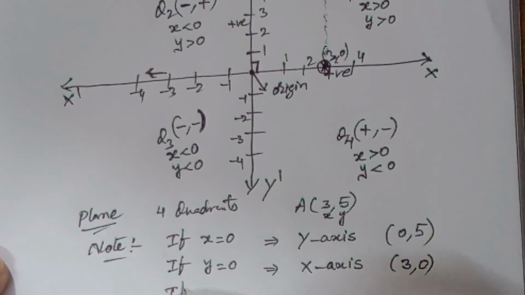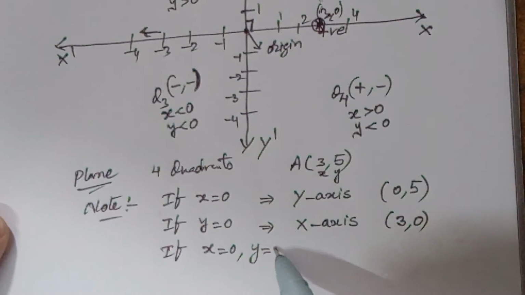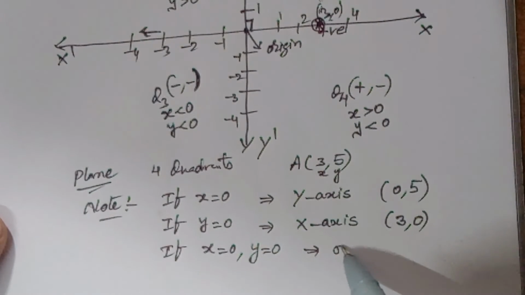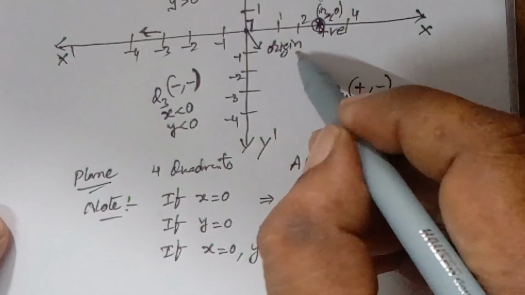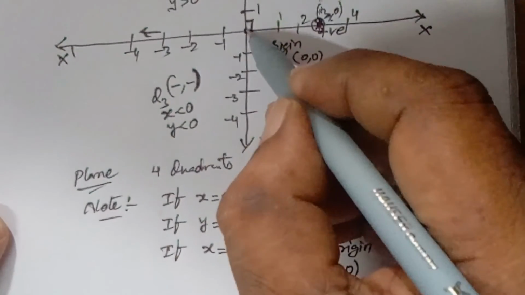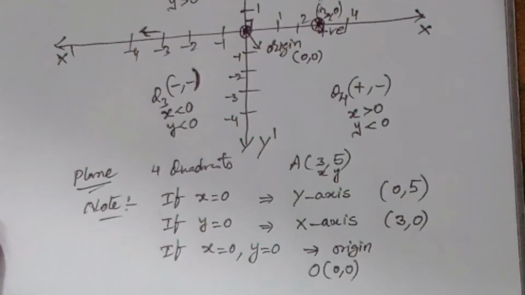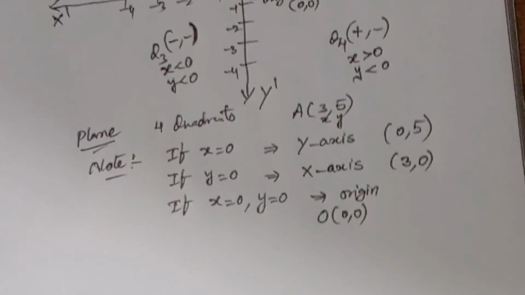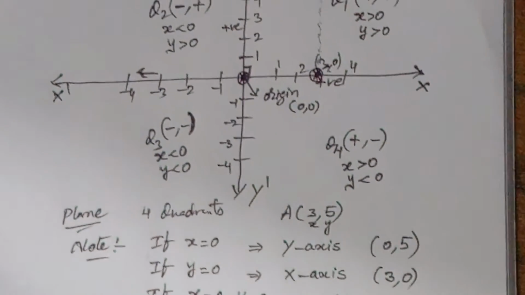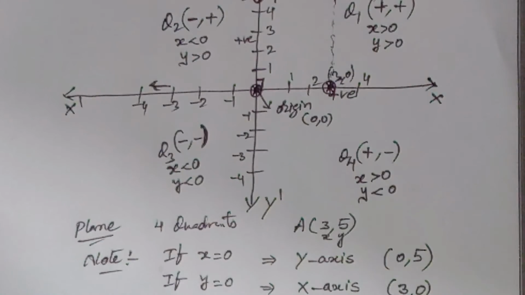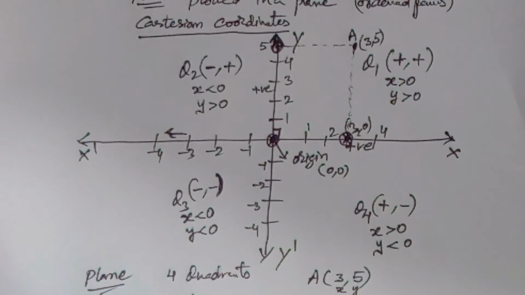Now if both x and y are equal to 0, then we call it the origin, and it is denoted with the letter O. It is (0, 0). At this point it is the origin. So the plotting of points is very important. This is the introduction we have for coordinate geometry. Based on this, we are going to do the problems in the next class.